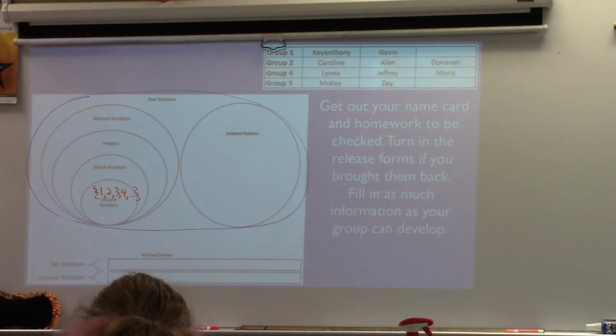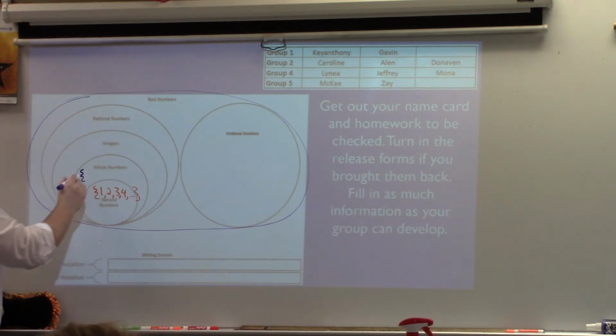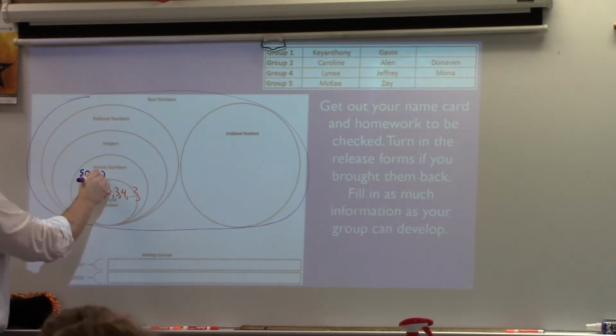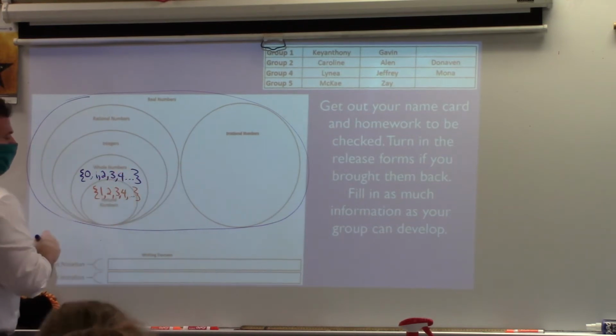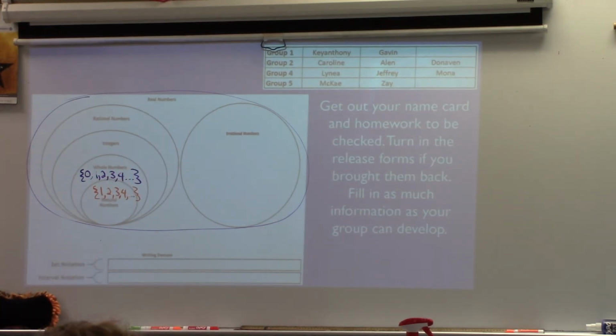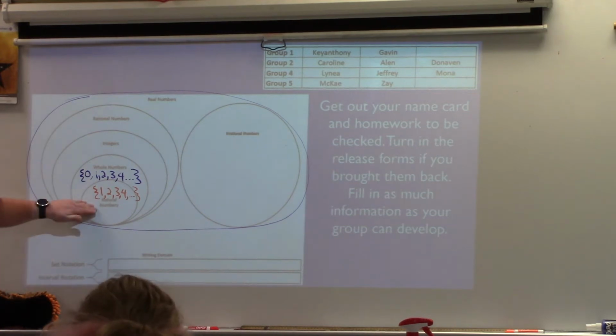The whole numbers start with what? 0. Whole numbers do start with 0. Again, curly bracket to open it up. 0, 1, 2, 3, 4, and so on. One thing I do want you to notice is, do you see how the natural numbers are completely within the whole numbers?